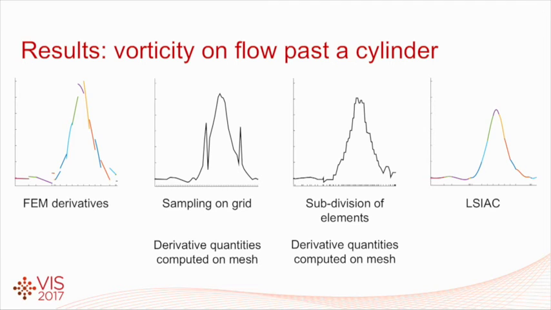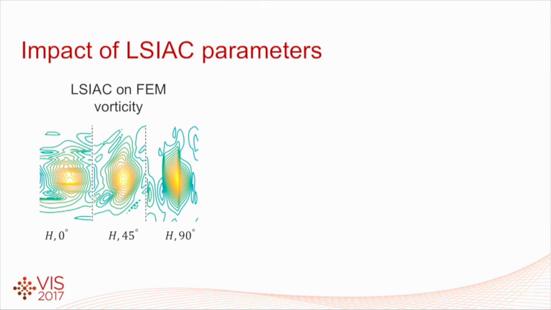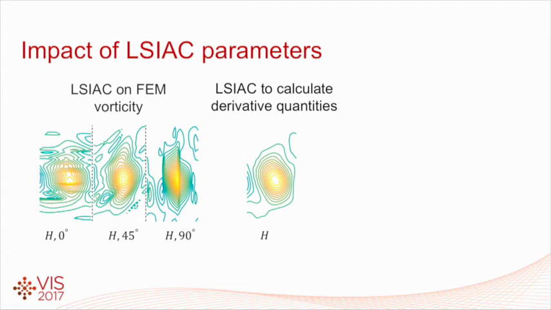Now, let's understand the impact of the line-SIAC parameters. Line-SIAC has two parameters. One is the angle and the other is the characteristic length. For the angle parameter, there are two ways we could have used it. One way, we could take the FEM vorticity and then apply line-SIAC. And we've realized there's a better way. The better way was to use line-SIAC to calculate the derivative quantities required for computing the vorticity. And then the derivative direction and the line-SIAC direction were aligned naturally.